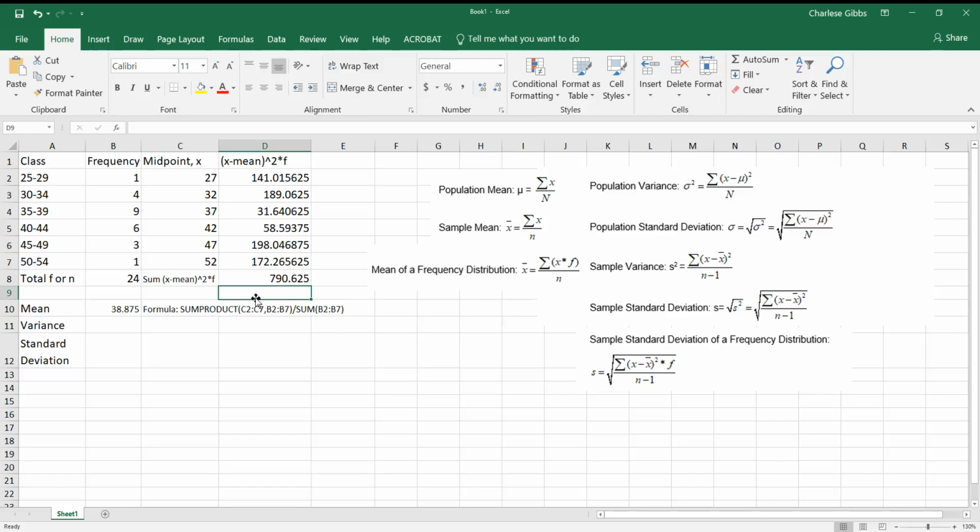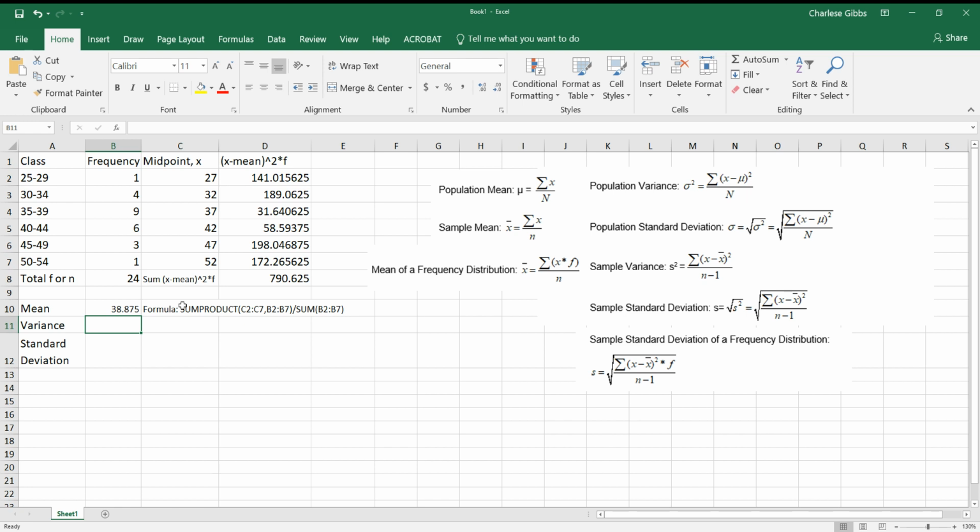Okay, now to find my variance, I have my sum of my x minus mean squared times frequency. I have that. Now I want to divide it by n minus 1. I'm doing n minus 1 because this is a sample. If this was population standard deviation, then you wouldn't do n minus 1. You would use the n as is.